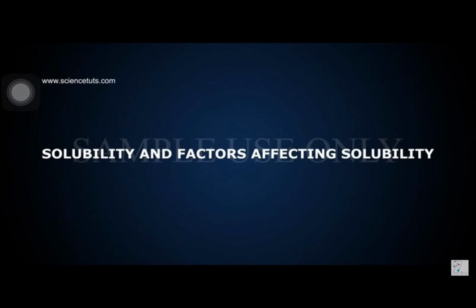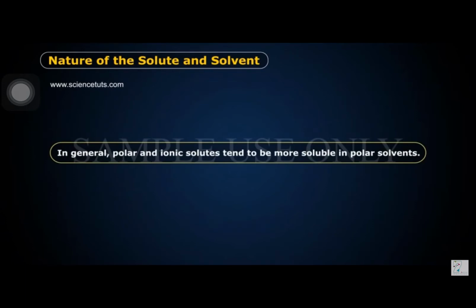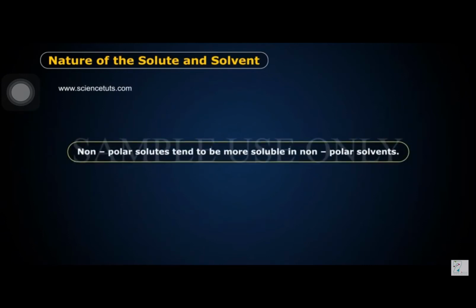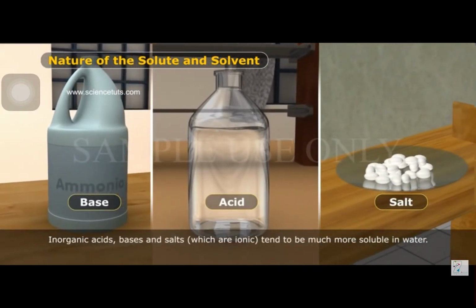Solubility and factors affecting solubility. Nature of the solute and solvent. In general, polar and ionic solutes tend to be more soluble in polar solvents. Non-polar solutes tend to be more soluble in non-polar solvents. Inorganic acids, bases and salts, which are ionic, tend to be much more soluble in water.